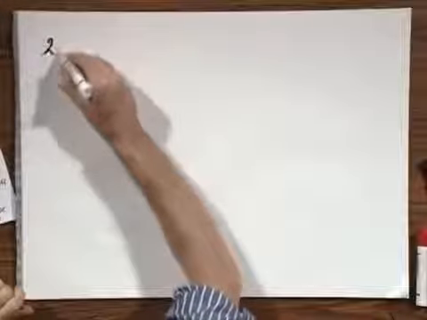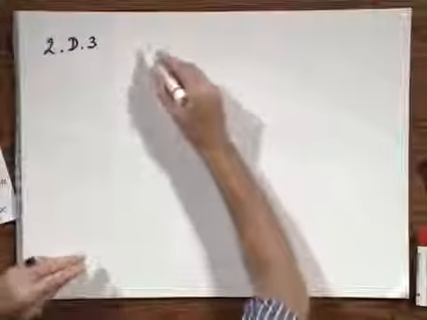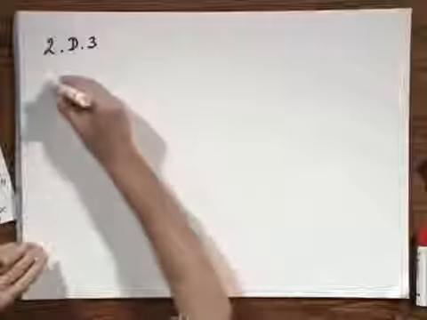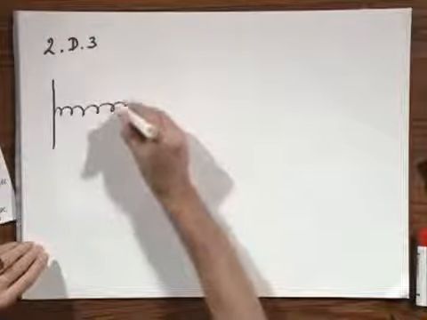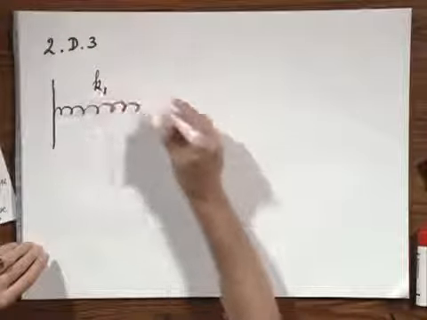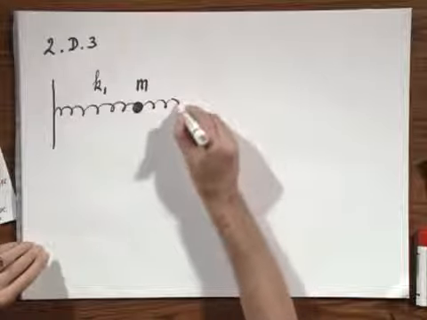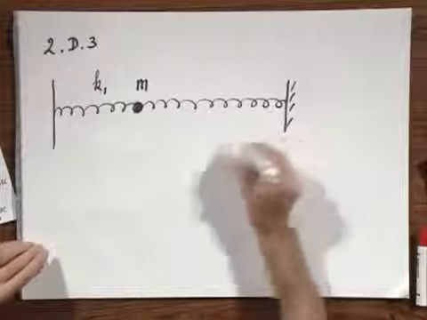Okay then, 2D3. A frictionless horizontal surface. So the plane of paper is my horizontal surface. I have here a spring with constant K1. Here is a mass M. And here I have a spring with spring constant K2.